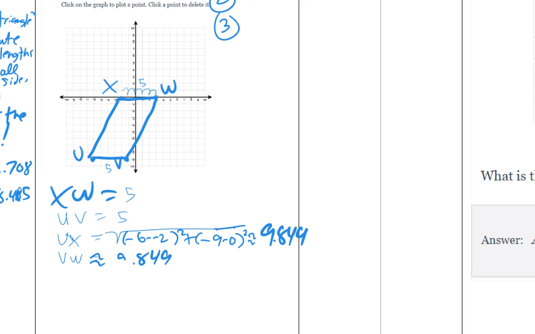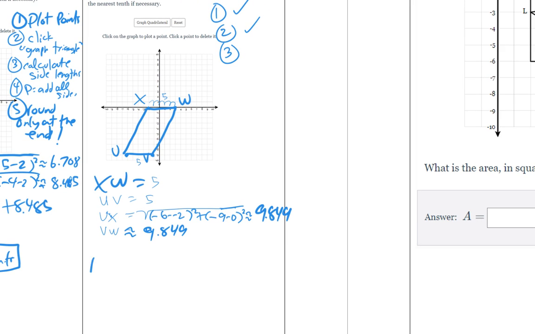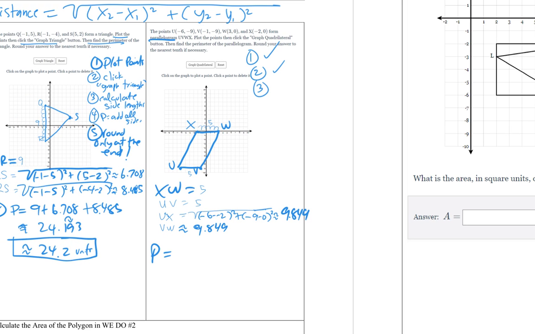We don't have to put that into our calculator. We could, but it would give the same thing. So now let's do the perimeter. So for step number 4, we're going to add them all together. So we're going to say 5 plus 5 plus 9.849 plus 9.849.